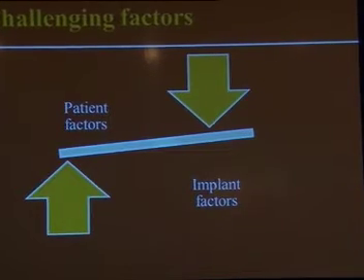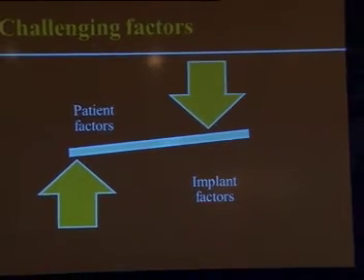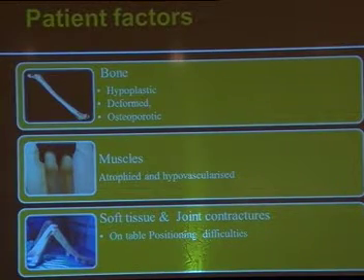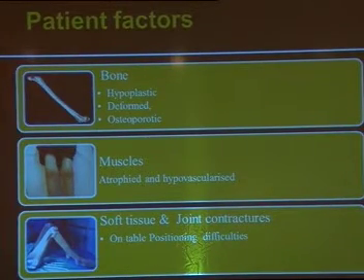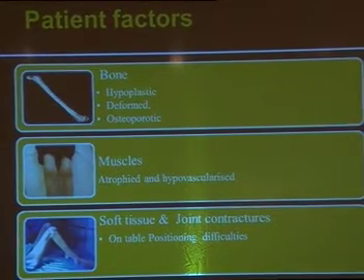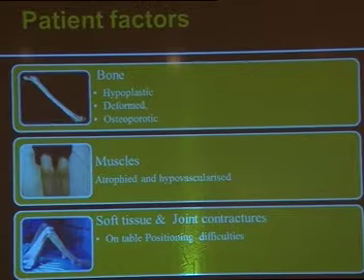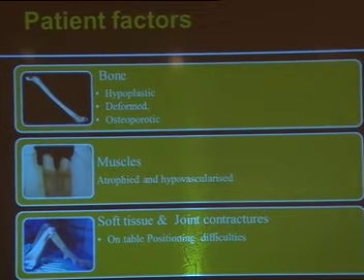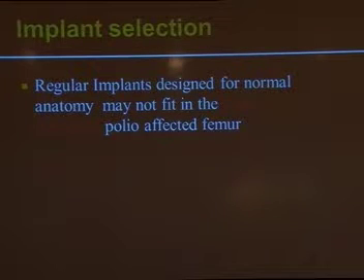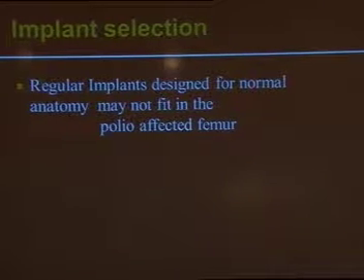What are the challenging factors in these patients? There are two: patient factors and implant factors. In the polio patient, the bones are hypoplastic, deformed and osteoporotic, and the muscles are atrophied and hypovascularized. The patient will often have joint contractures, which may make positioning difficult intraoperatively. Coming to the implant factor, regular implants designed for normal anatomy may not fit altered and deformed polio-affected femurs.